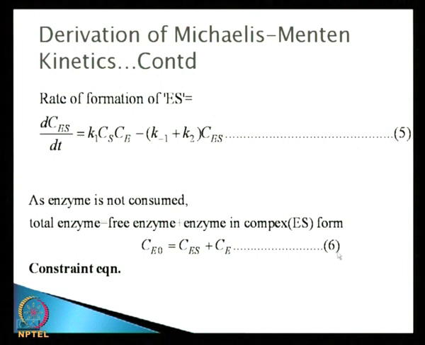I am sorry, in here I wrote it the other way. I should have written CE0 equals CE plus CES, because here free enzyme comes first. So, the free enzyme, which is CE, plus the enzyme in the complex form, which is CES. This is my equation, and I want you to make a note of that. This is known as a constraint equation.